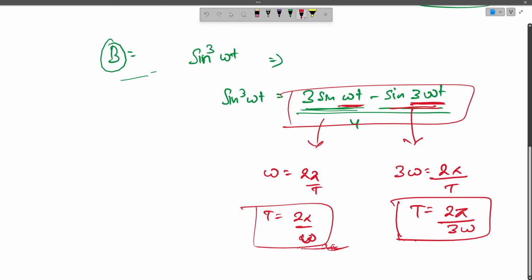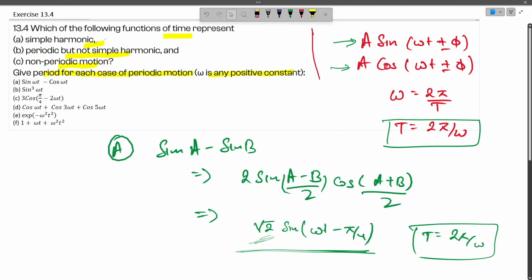Now moving forward towards the third part, so here this part says that it is indeed a periodic function with the time period of 2 pi by omega, but it is not a simple harmonic function. So the third part of the question says that it is 3 cos(pi by 4 minus 2 omega t). Here in the third part we can easily see that this can be closely related to a cos(omega t plus minus phi). Now here we have to find out omega as well.